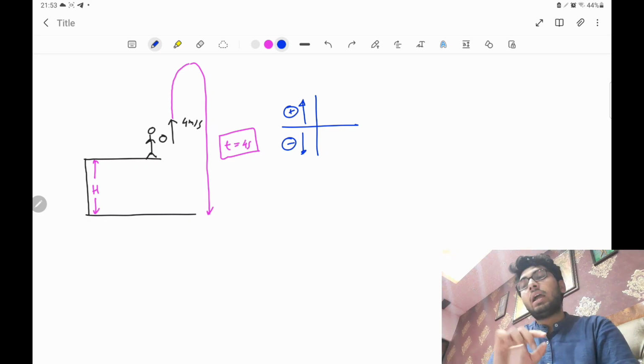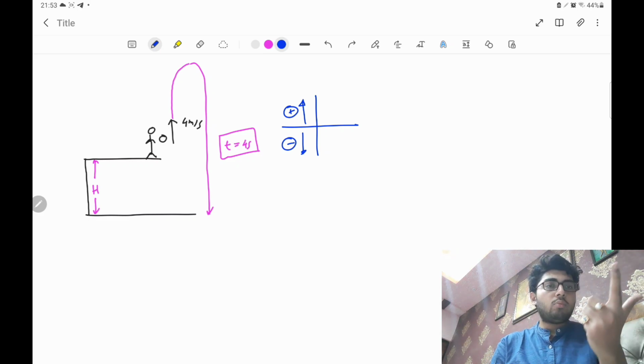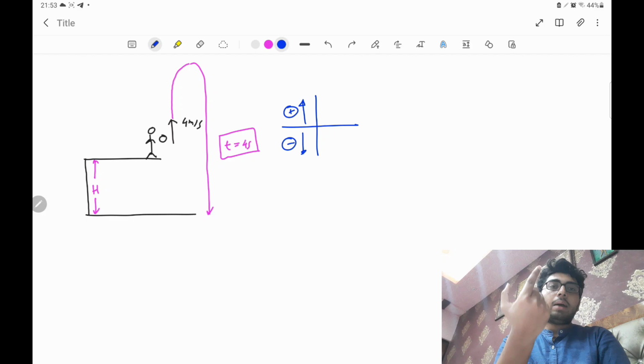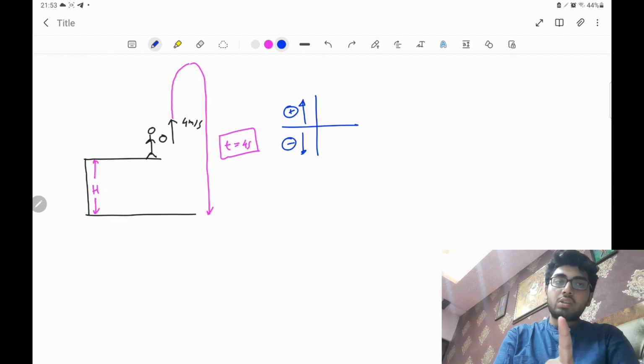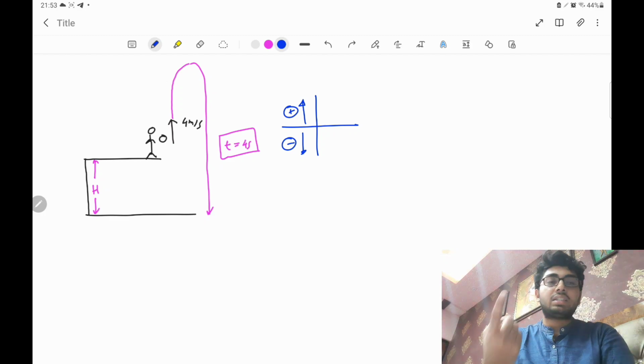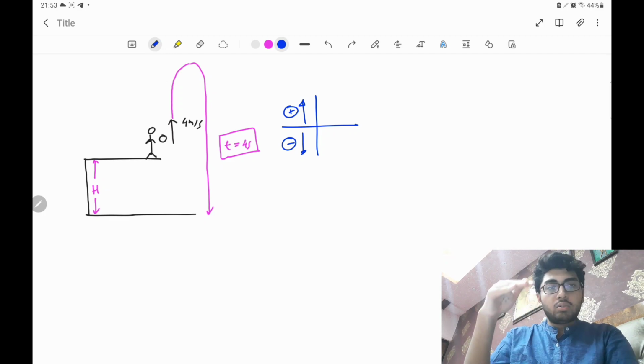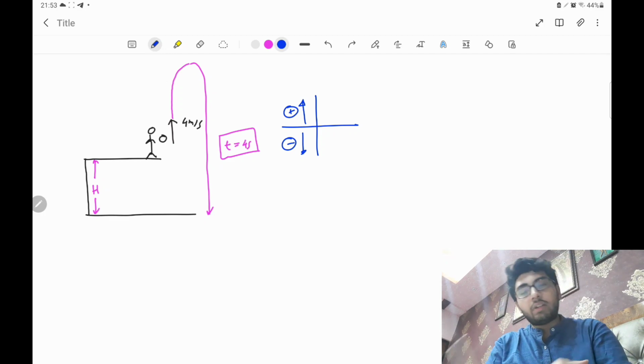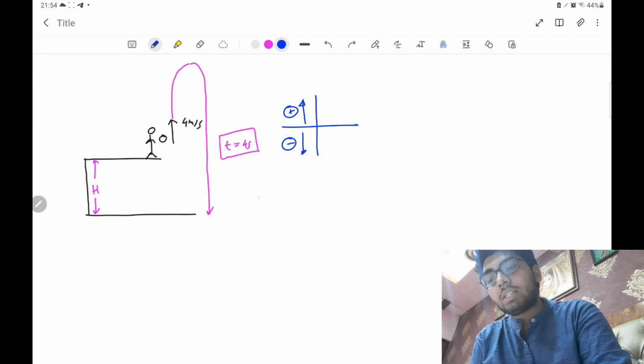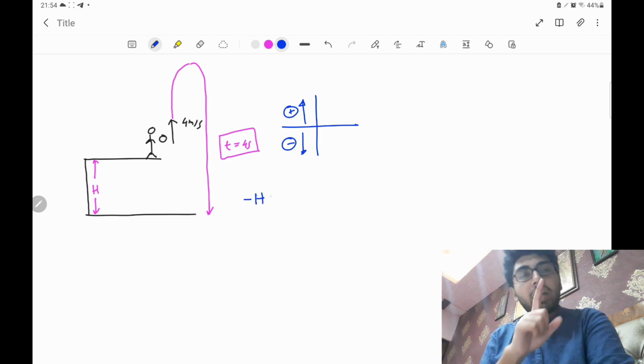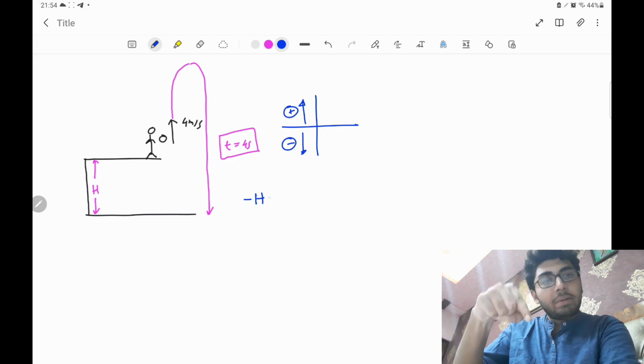Okay, very clear. And what about the velocity? The velocity is upward. I have projected the velocity upward, so obviously I will take it to be positive, and g is always negative because acceleration due to gravity always acts downward towards the center of the earth, so it is always negative. So the equation which I will apply will be minus h. Why am I using minus h? Because it is ultimately going down.